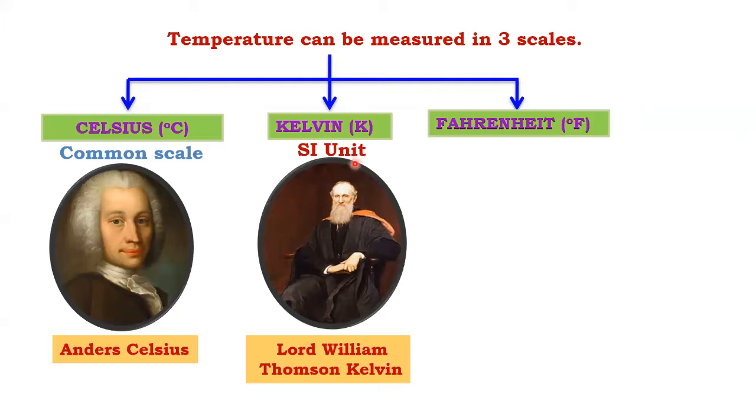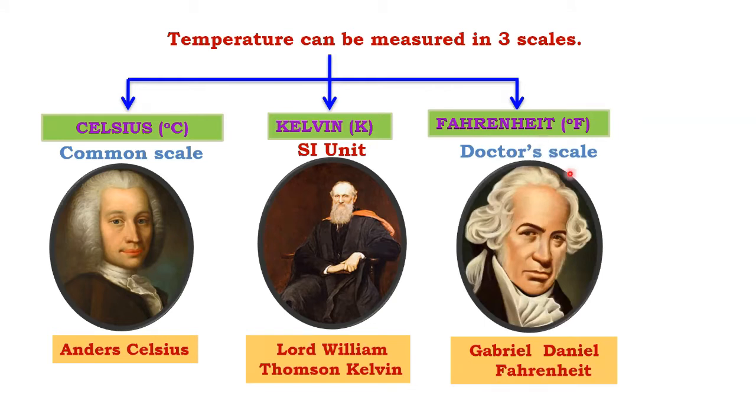Okay, and that was discovered or formulated by Lord William Thomson Kelvin, and again after his name, the name of the unit was given. Okay, and then the next one is Fahrenheit, which is also called a doctor's scale. Most doctors use the Fahrenheit degree scale, and that was formulated or invented by Gabriel Daniel Fahrenheit. So these were the people who are responsible for making these three different scales to measure the temperature.